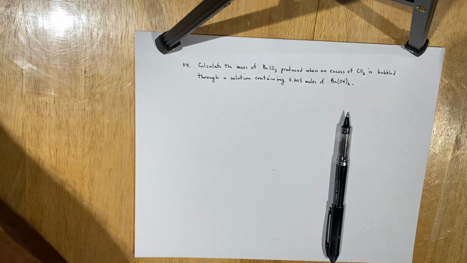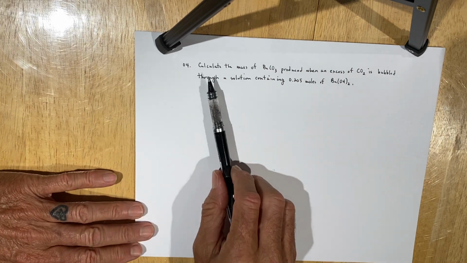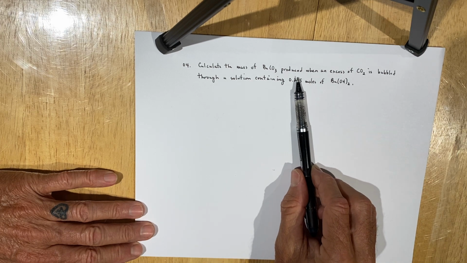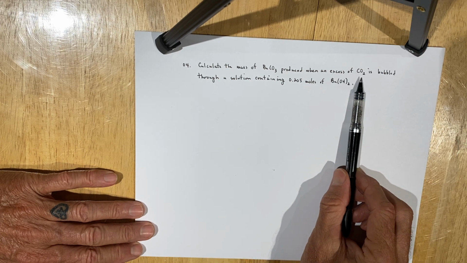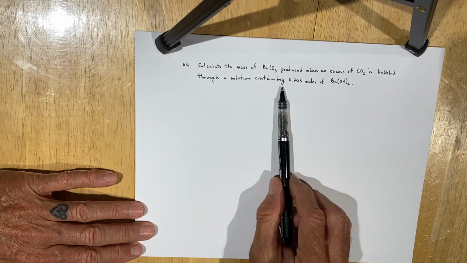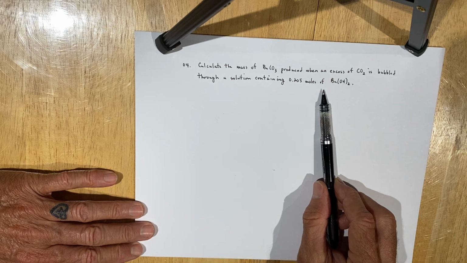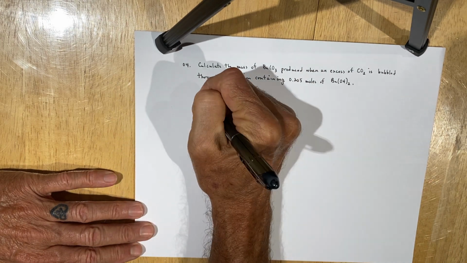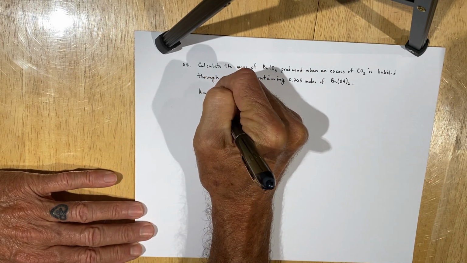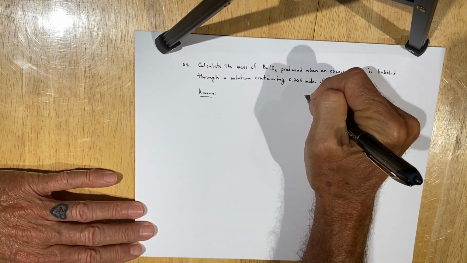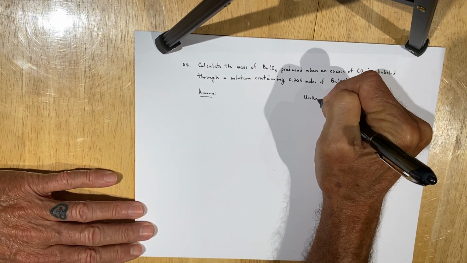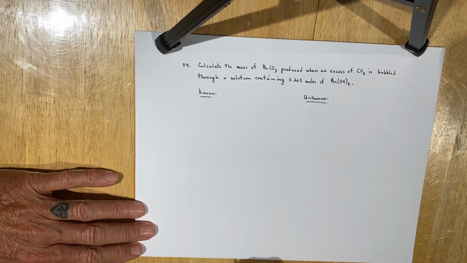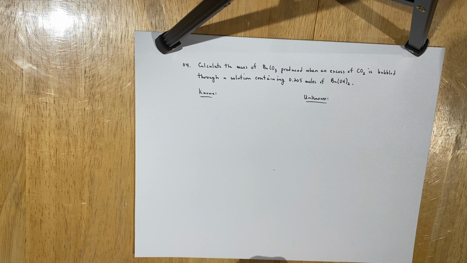With that being said, let's take a look at the specific problem, in which you're required to calculate the mass of barium carbonate produced when an excess of CO2 is bubbled through a solution containing 0.205 moles of barium hydroxide. As always, I want you to approach the solution to this problem using the known, unknown, solution style of problem solving, which is a core standard for honors chemistry.